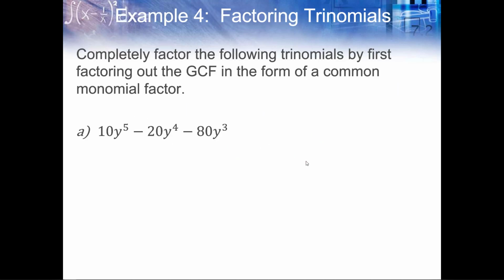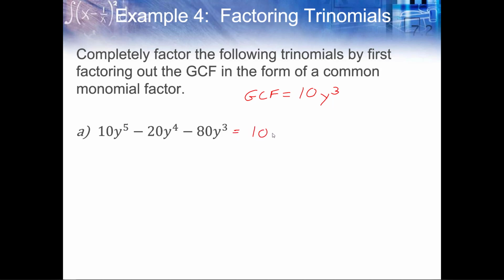All right, so here is an example of factoring trinomials. The first thing that we need to do is figure out what the greatest common factor is. In this particular case, the greatest common factor is going to be 10 times y cubed. Notice that it's basically going to be equal to this coefficient times y raised to the exponent of this value minus 2. And does that work? Well, let's find out.